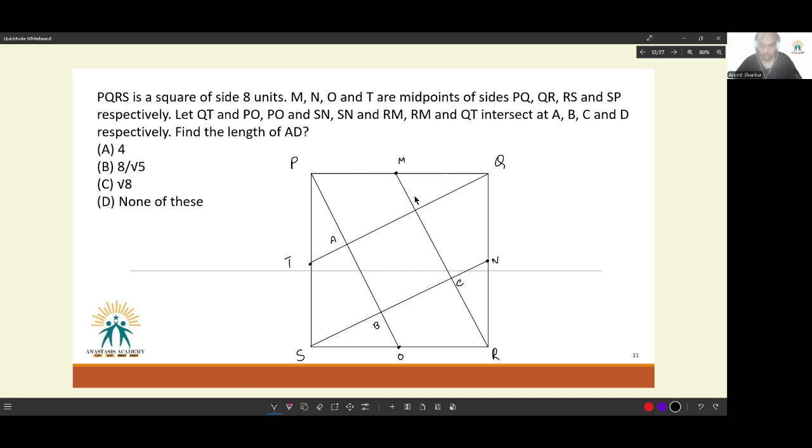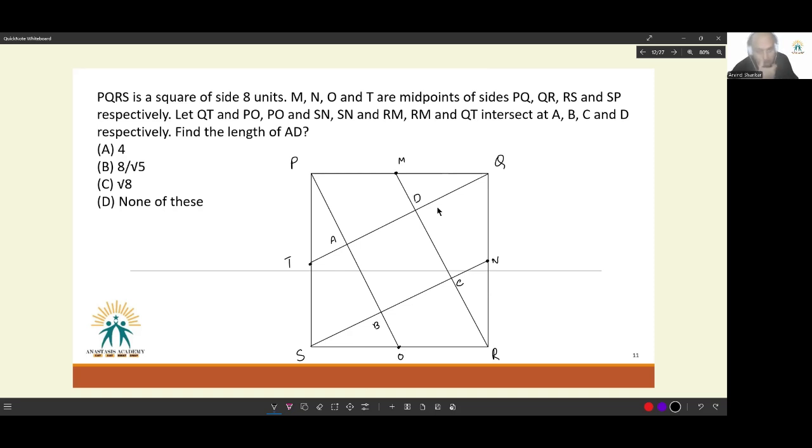Hopefully, with all this drawing, you can see that the lengths of AB and BC and CD and AD are going to be pretty identical. All these lengths are going to be identical. There is not going to be a difference in these lengths. But let's work more. Find the length of AD.